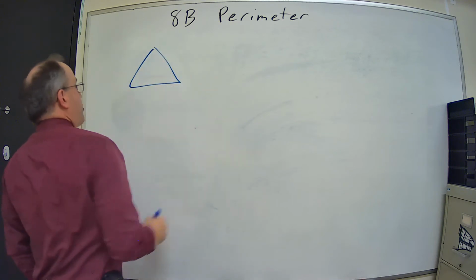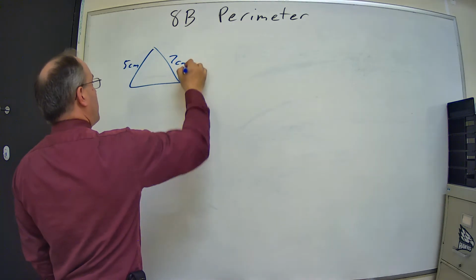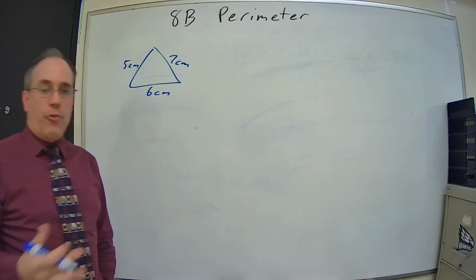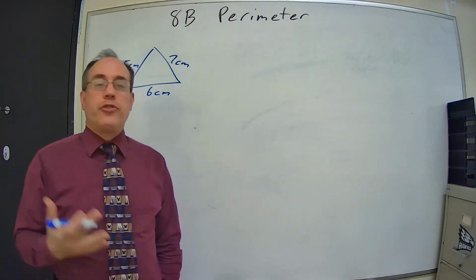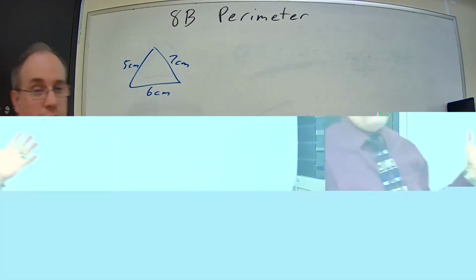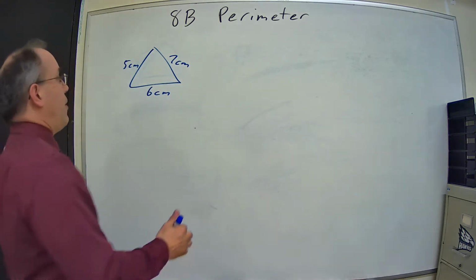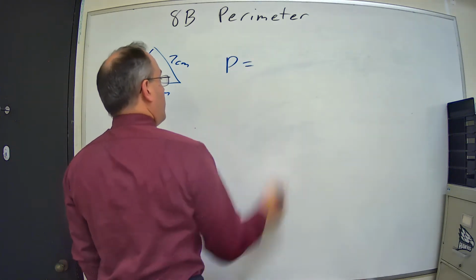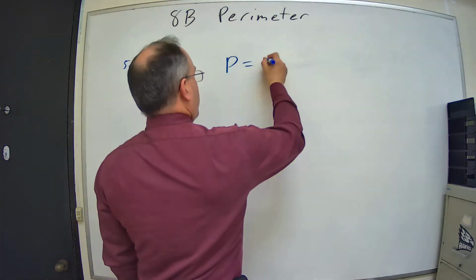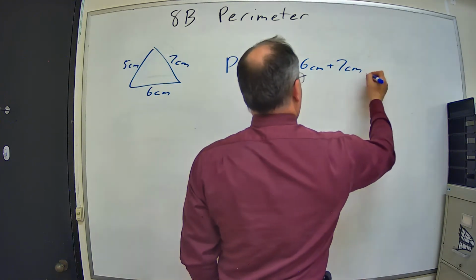So I have a triangle with sides of length 5 centimeters, 7 centimeters, and 6 centimeters. Now realize that my figures are not necessarily drawn to scale. So you see that these sides all look like the same length, but I'm calling them different things. Realize that's just a reality of drawing figures quickly. So if I want to find the perimeter, then I'm going to add up those sides. So I have 5 centimeters plus 6 centimeters plus 7 centimeters.